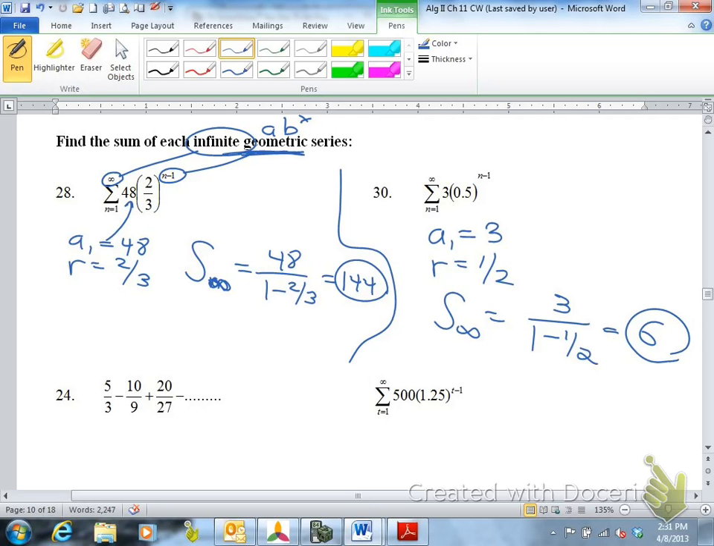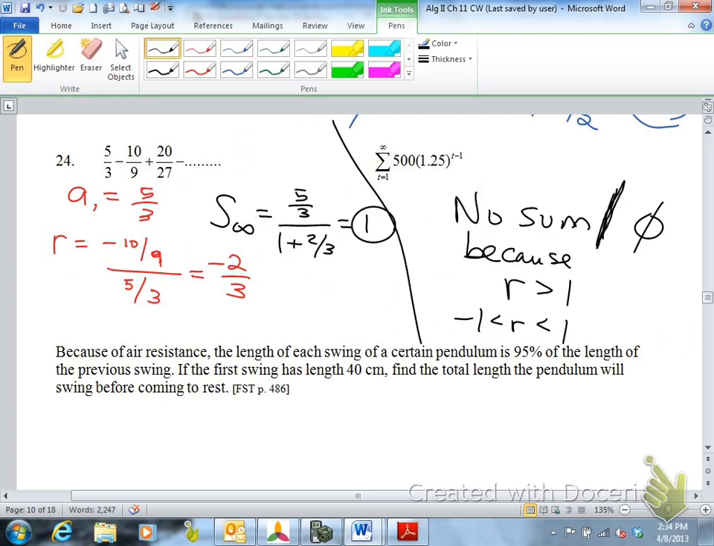And why don't you try the next two, number 24 and then the one after that. They're both infinite geometric series with sigma notation. So the first one, you get an answer of 1. The second one, be careful, you get an answer of no sum because your r value is greater than 1. And it's not valid to use infinite geometric series.